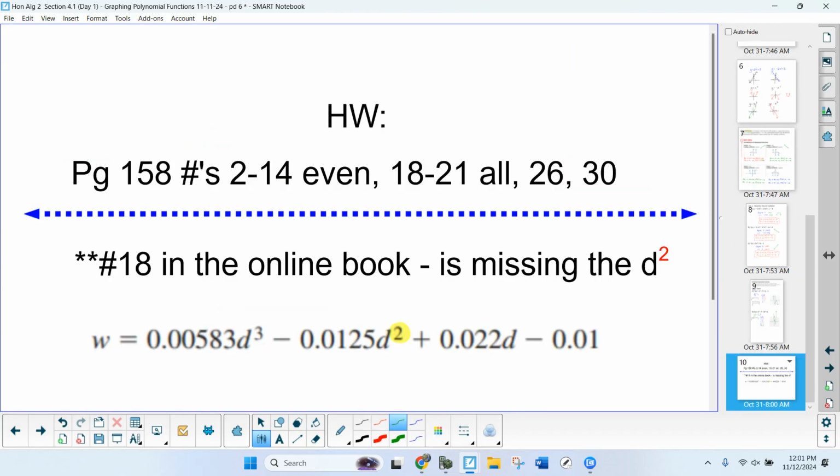All right, now I do want to show you one thing because the online book, I need you to just look up here for 1 second. All right, the homework tonight is 2 through 14 even, 18 through 21 all, 26 and 30. On number 18, the online book is missing D squared. So I'll leave this up here so that when you get to it, you can see it. But number 18, it just says D. It doesn't say D squared. So just make sure when you get to number 18, this is the formula you need to use. I will leave this up for those of you while you're working.